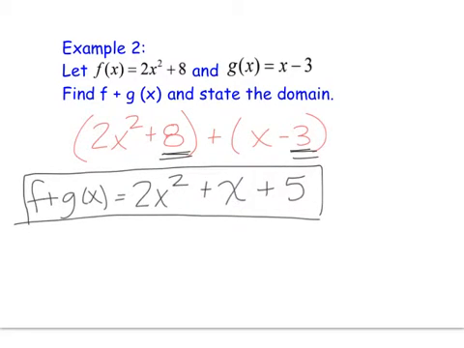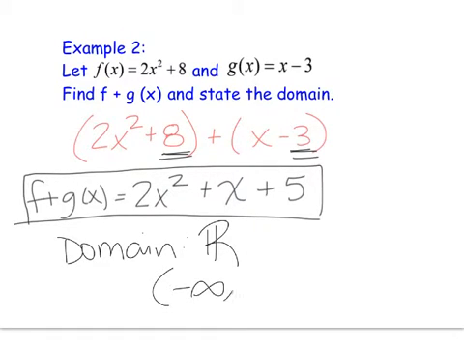And the second part of the question says to state the domain. So I'm again looking for my red flag situations. Do I have any x's under radicals? No. Do I have any x's in denominators? No. If I don't have any red flags, then I could say that my domain includes all real numbers. This symbol stands for all real numbers, or all the numbers from negative infinity to positive infinity with no restrictions.